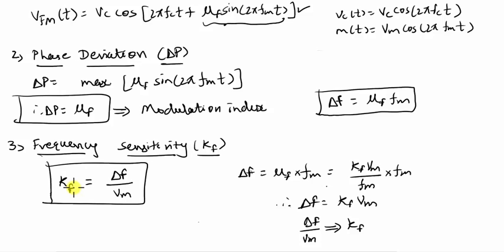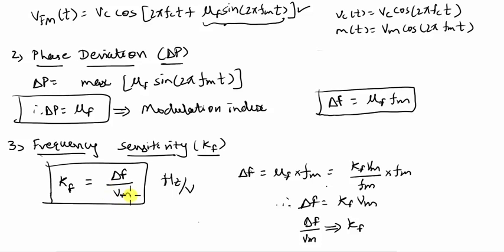Now what does this parameter signify? It simply tells us that for a given value of Vm, how large is my frequency deviation in the FM signal. So for a constant value of Vm, if my delta f, the frequency deviation, is very large, then the frequency sensitivity is also very large. And as you can see, the frequency sensitivity will be measured as hertz per volt. It is delta f, which is measured in hertz, and maximum voltage, which is measured in volts.